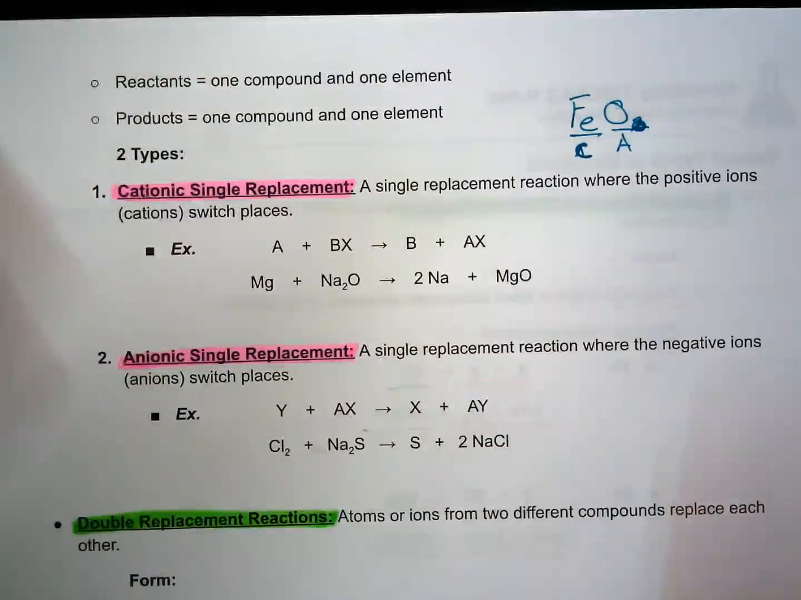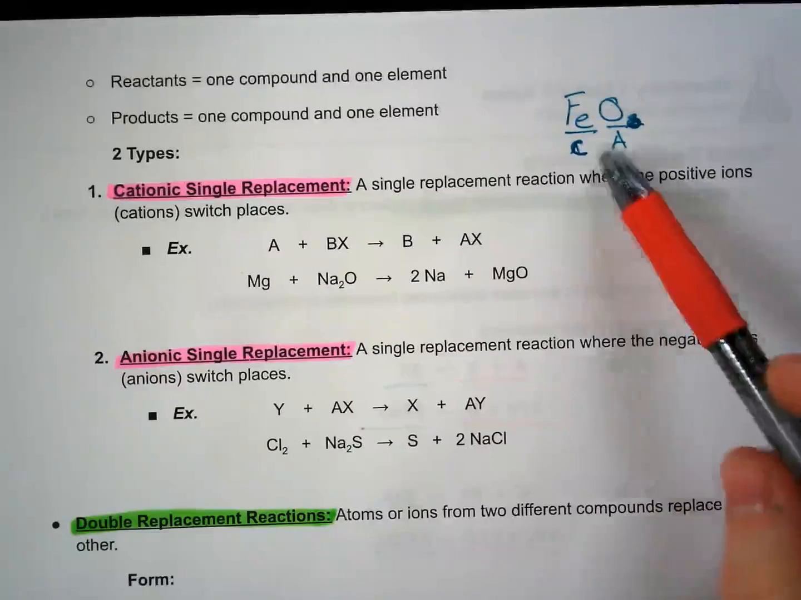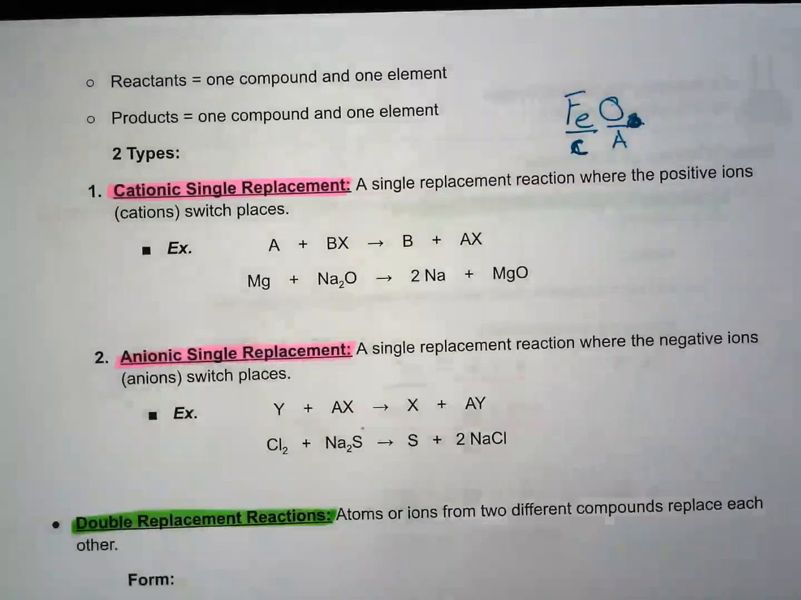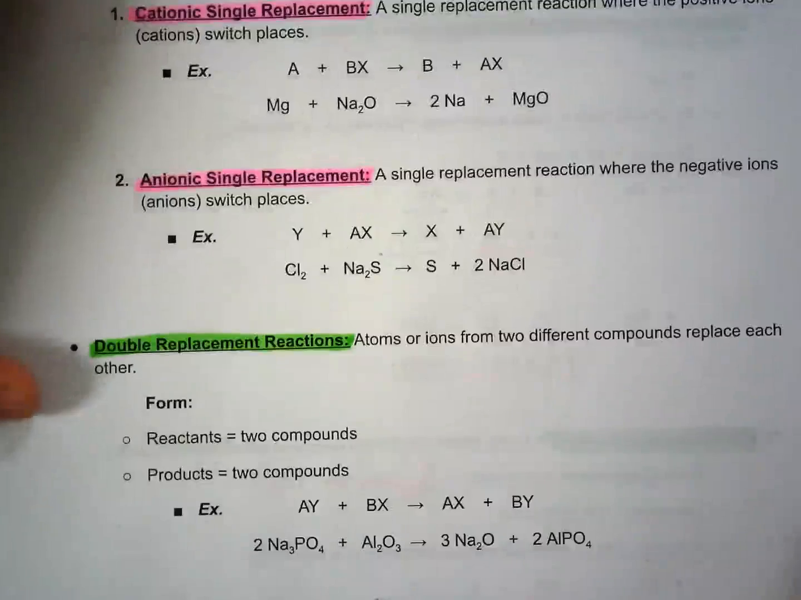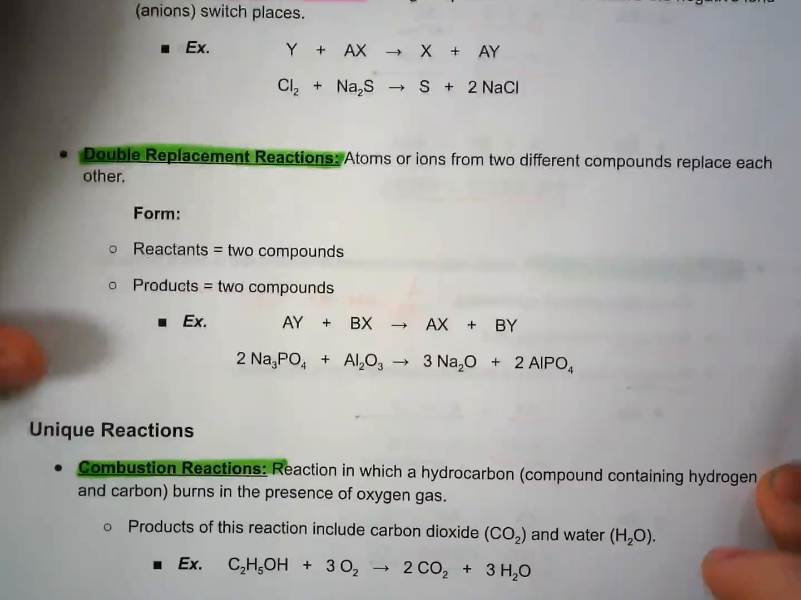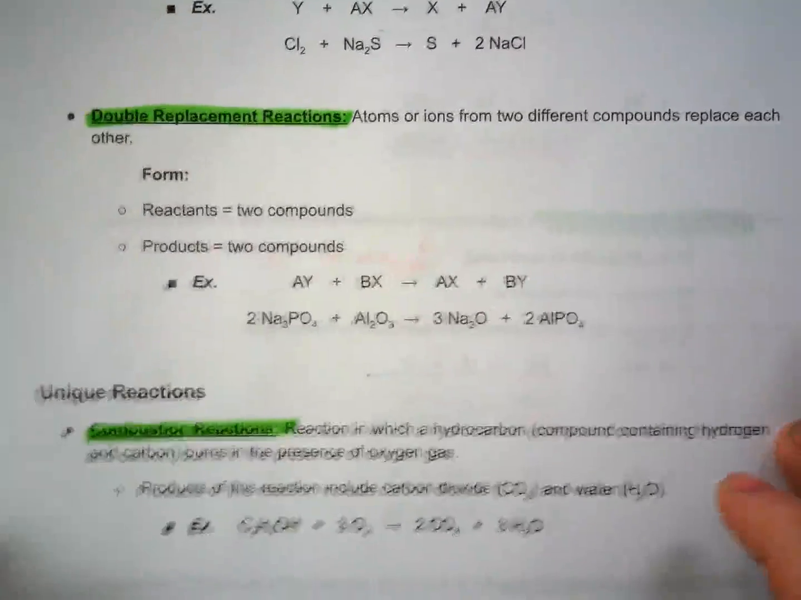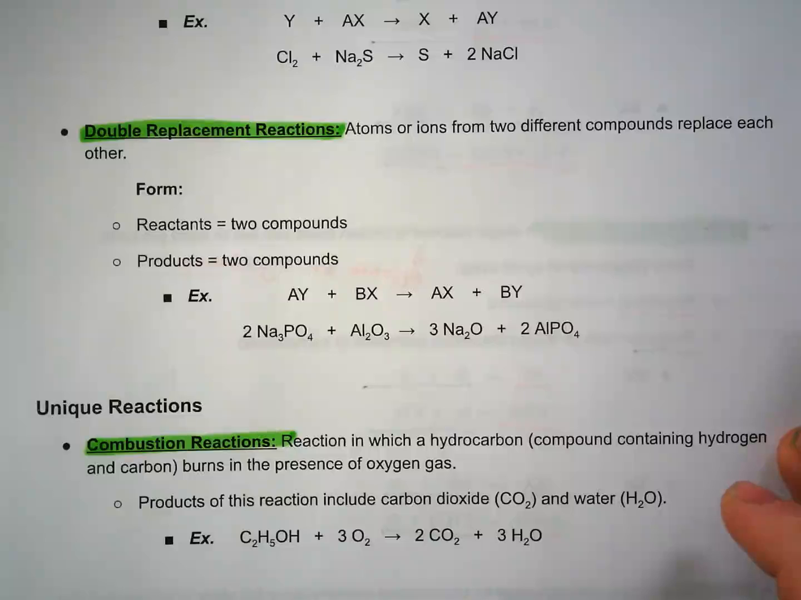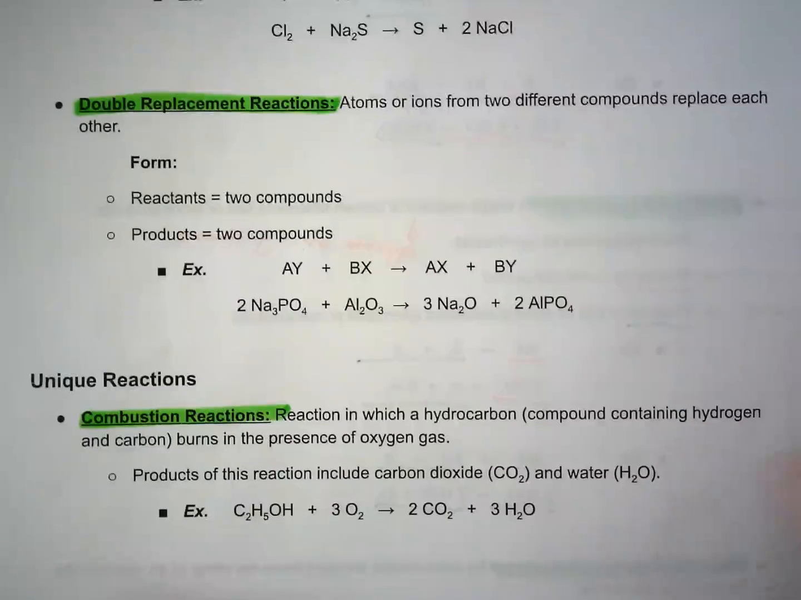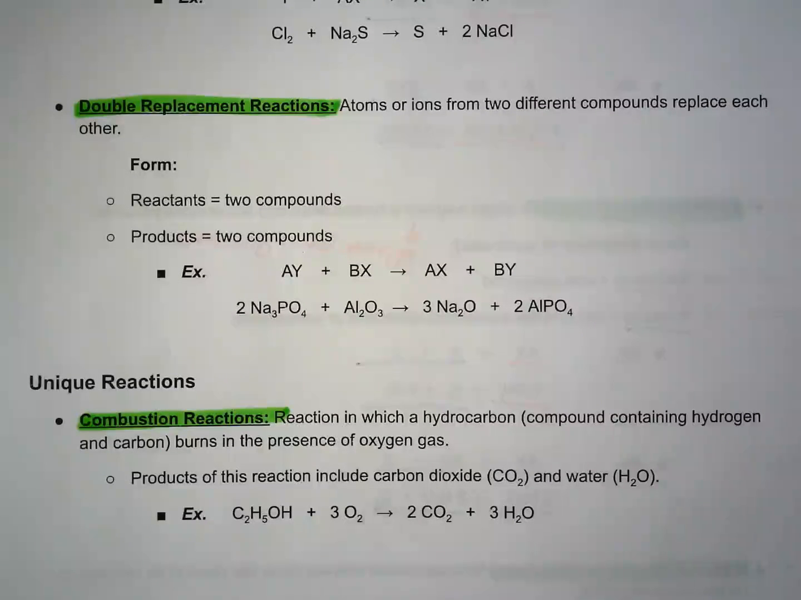So again, if you still have some issues here, you've got to address them. You've got to talk to me. You need to study up on remembering which one's the cation and which one's the anion. Then there's double replacement reactions. Now these are fairly easy to see. The only thing that will kind of trip you up with double replacement is combustion, just because they can both be quite lengthy.